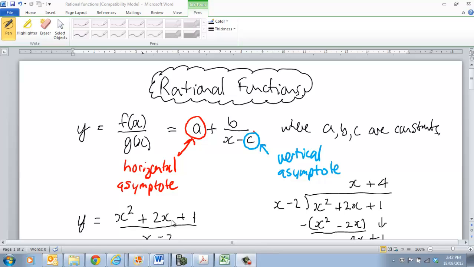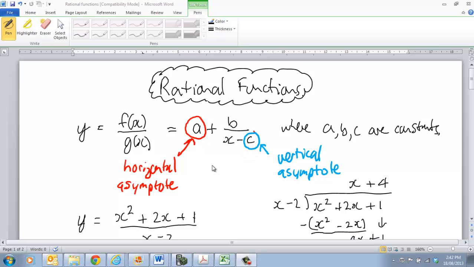G'day guys. Today we're going to look at rational functions. Now, all they are is simply a function over another function. And what you generally want to do is get this into the form where you divide f by g, and then that will give you a value of a and some value b over some value of x take c.